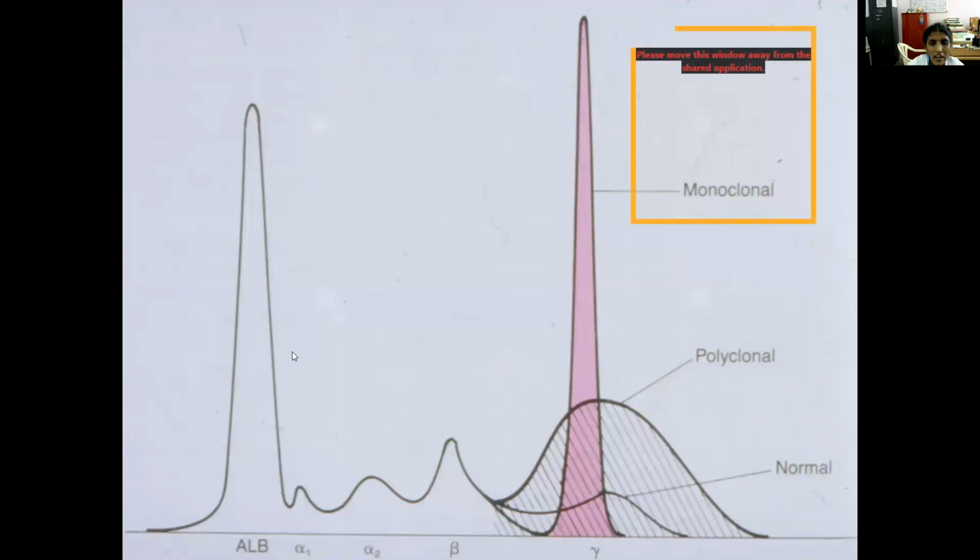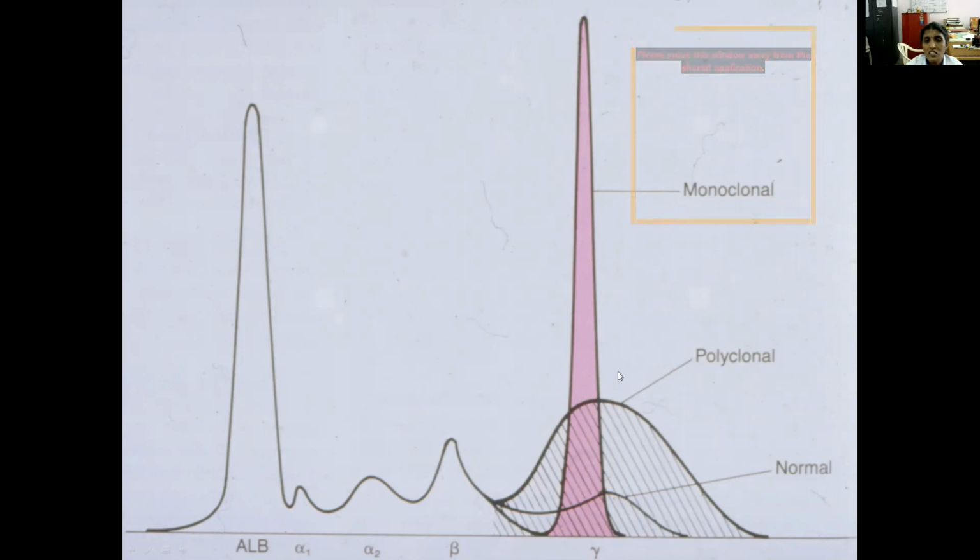So this is the normal electrophoretic pattern, the lower one you can see. Albumin, alpha 1, alpha 2, beta and gamma globulins. You can see the normal is a very sine-type wave, and polyclonal, just a reactive proliferation of plasma cells, will be a little bit higher wave.